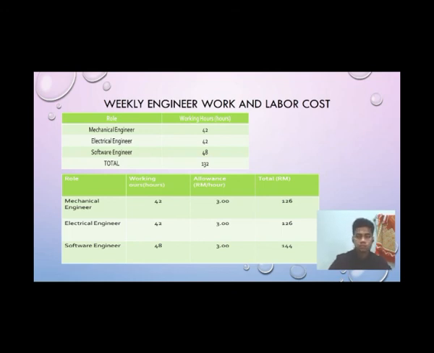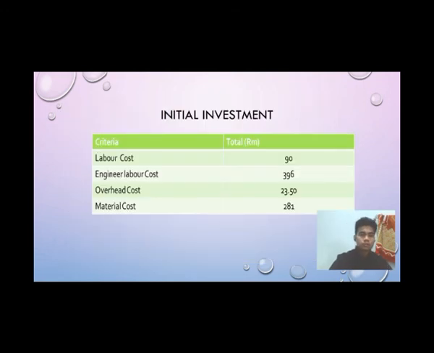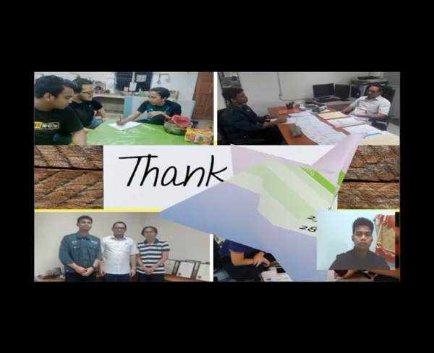So the total for the mechanical engineer is 126, for the electrical 126, and software engineer 144. So the initial investment for the order is 90 ringgit. For engineer labor cost it is under 96, and overall it costs 135, and for the material cost, well, the budget is 300, they spent 281, so they have the balance. So I think this part is for me, and thank you very much for listening.